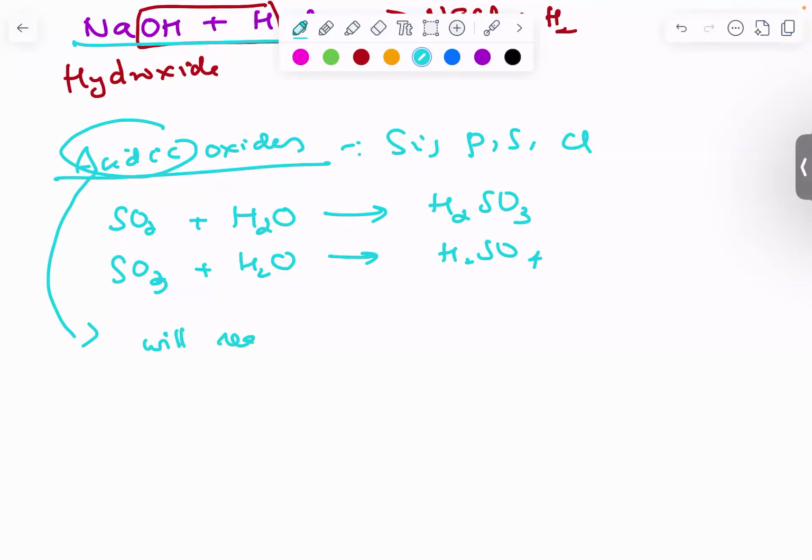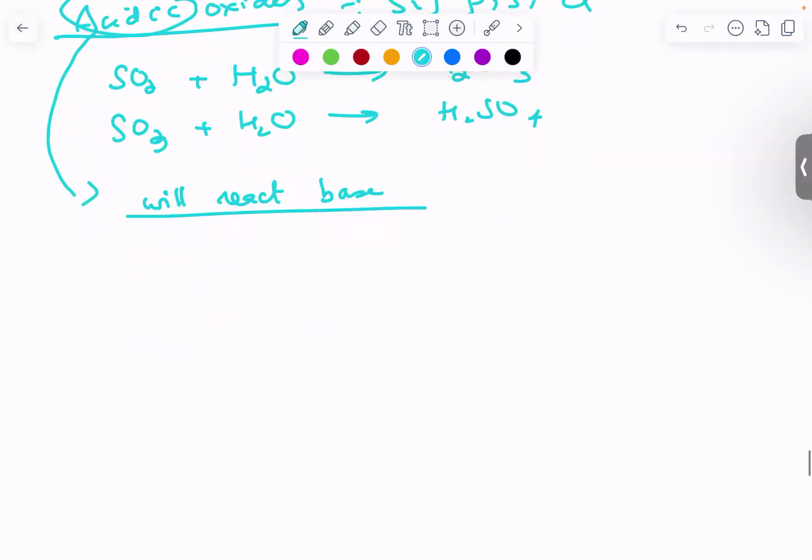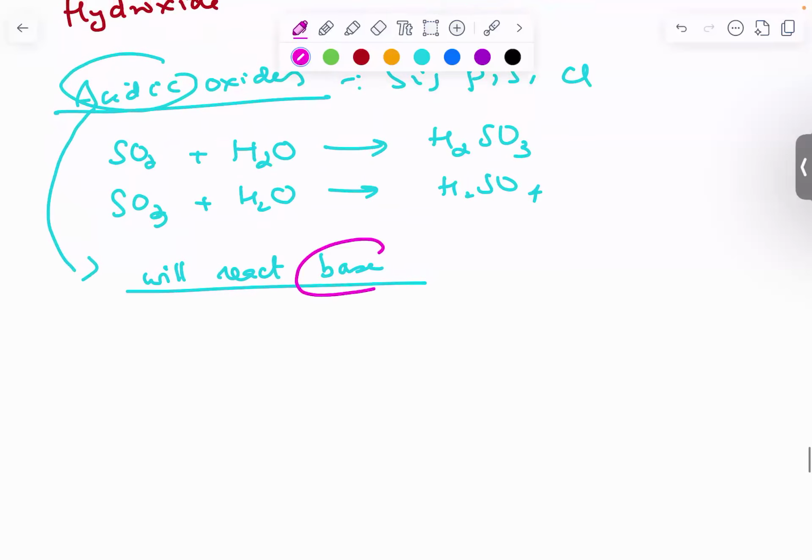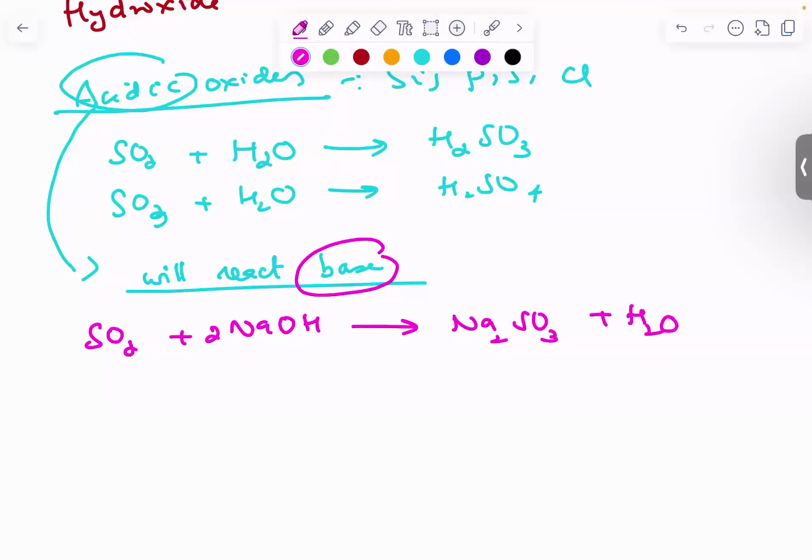So let me write down the reaction. Although it's not given in your book, I am sure that they are going to give it in the paper, because I have seen that they give less content in the theory, and when they come to the exercise questions, they give that content, right? So I'm writing it. As it is an acidic oxide, it is going to react with the base. So sulfur dioxide plus NaOH makes Na2SO3 plus H2O. It's not given in your book, but I'm doing it because I think this is important. And this is called sodium sulfite.